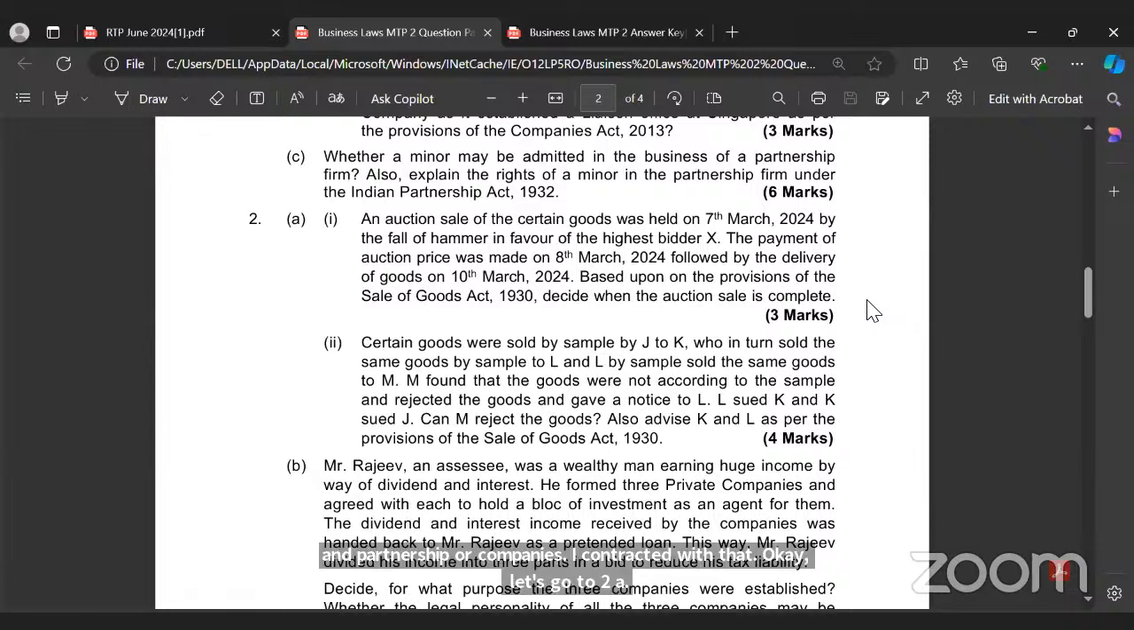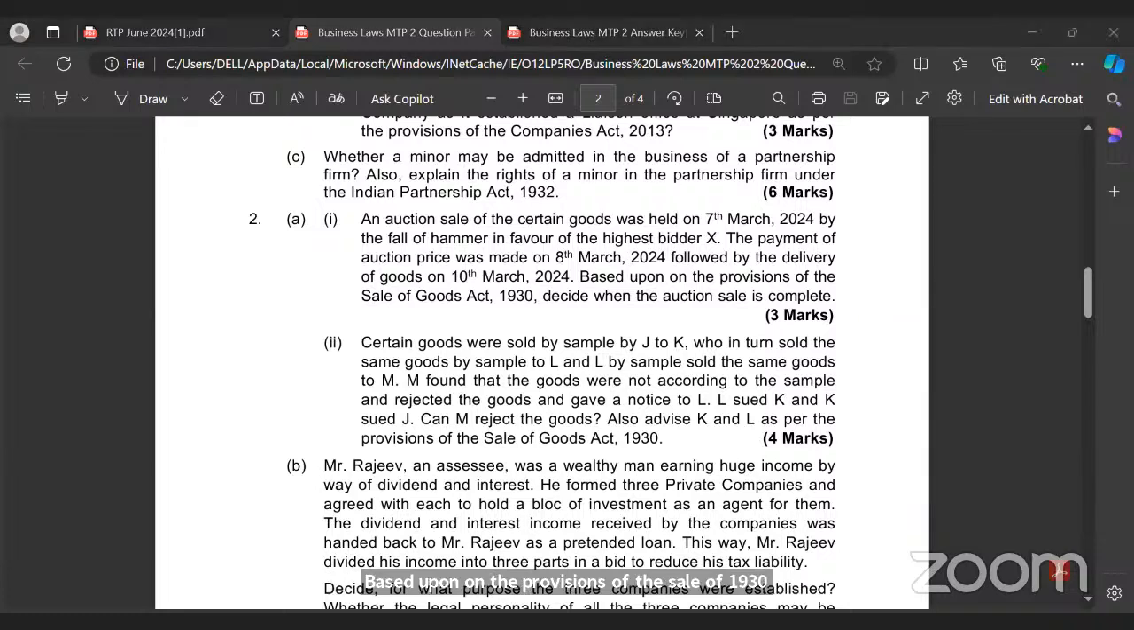2A, first one. An auction sale of certain goods was held on 7th March 2024. By the fall of the hammer in favor of the highest bidder X, the payment of the auction price was made on 8th March 2024, followed by the delivery of goods on 10th March 2024. Based on the provisions of the Sale of Goods Act 1930, decide when the auction sale is complete. 3 marks. So remember, in an auction sale, when the auctioneer does any act purporting the completion of a sale, that is the time when the sale is complete. So in this case, when he bangs the hammer, the sale is complete.